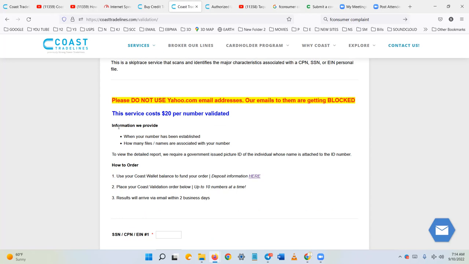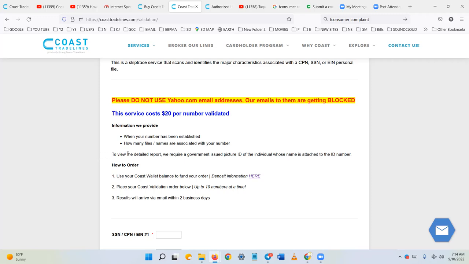Information when your number has been established. Oh, this is what they provide. When your number has been established, how many files and names are associated with your number? To view the detailed report, we require a government-issued picture ID of the individual whose name is attached to the ID number. I'm not too crazy about that.